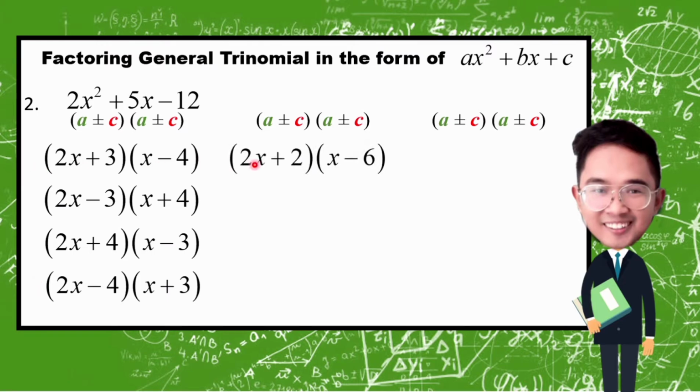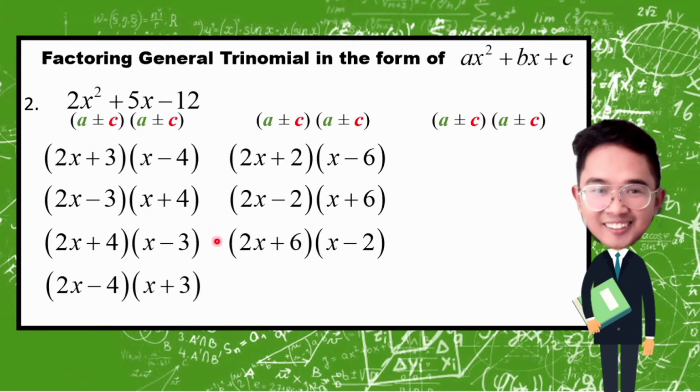Another possible factors are the quantity of 2x plus 2 multiplied by the quantity of x minus 6, the quantity of 2x minus 2 multiplied by the quantity of x plus 6, the quantity of 2x plus 6 multiplied by the quantity of x minus 2, the quantity of 2x minus 6 multiplied by the quantity of x plus 2.